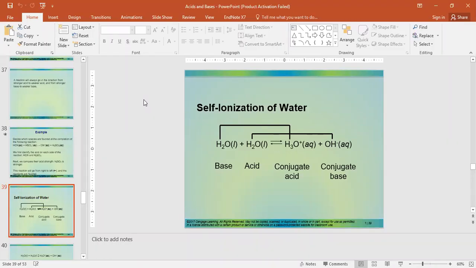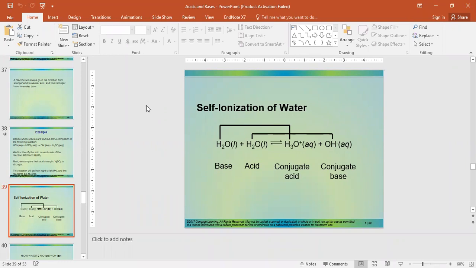So students, allow me to start the lesson for today. We'll be looking at the self-ionization of water. Then we also look at the pH of acids and bases, and how we can calculate the pH.